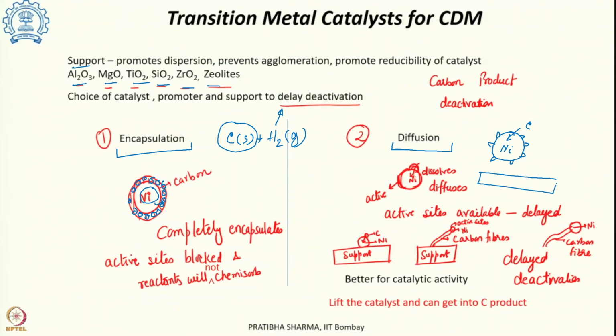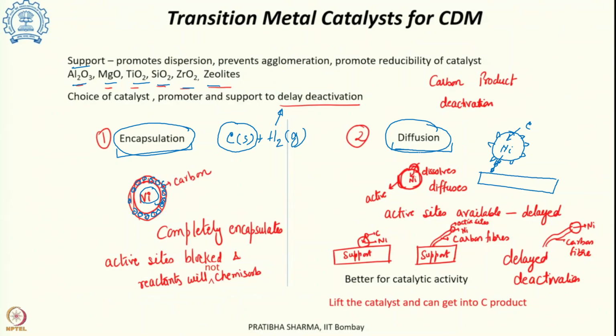This is a support. Carbon will diffuse, the carbon generation, carbon form, and it will lift up this nickel catalyst. Till then the nickel catalyst will work as a catalyst and it will participate in the reactions, it will generate the hydrogen. So we can say that the diffusion of carbon into the nickel catalyst is better than the encapsulation of carbon on the nickel catalyst.